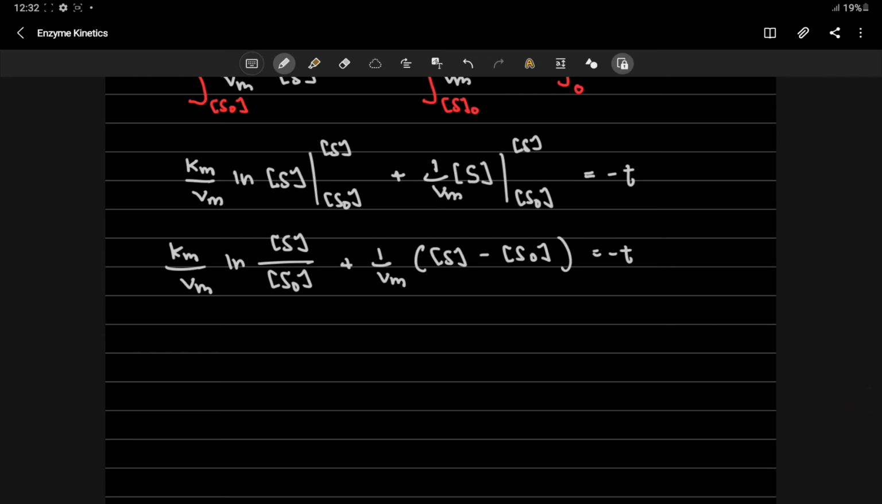Now, if we would like to simply just solve for T, kasi yun usually yung hinahanap. So, T, kumbaga inaalis natin yung negative, equals Km over Vm. I'm just copying the left-hand side of the equation. Ln, but this time, initial muna, divided by the final kasi we applied negative. Okay, so doing the same here, 1 over Vm. So, instead of S minus SO, baliktad ngayon, magiging SO minus S.